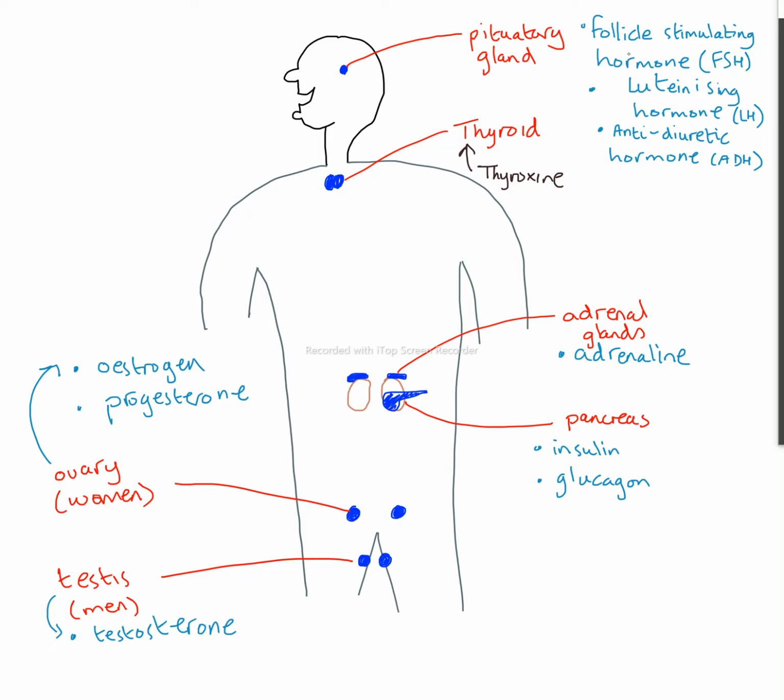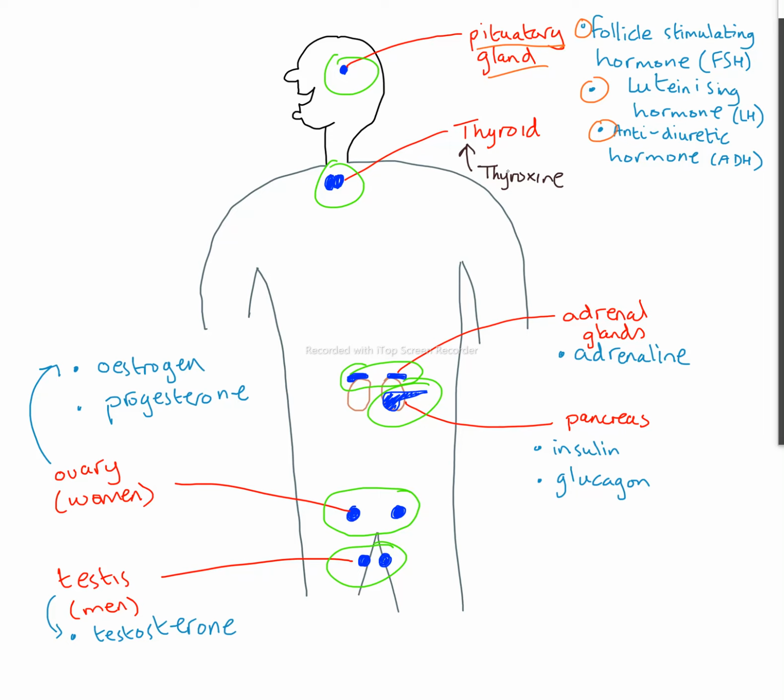Right, let me just quickly go through that. We've got pituitary gland, thyroid, adrenal glands, pancreas. For the women, you've got ovaries, and for the men, you've got testes. What do they release? Pituitary gland releases three: follicle stimulating hormone, luteinizing hormone, antidiuretic hormone.